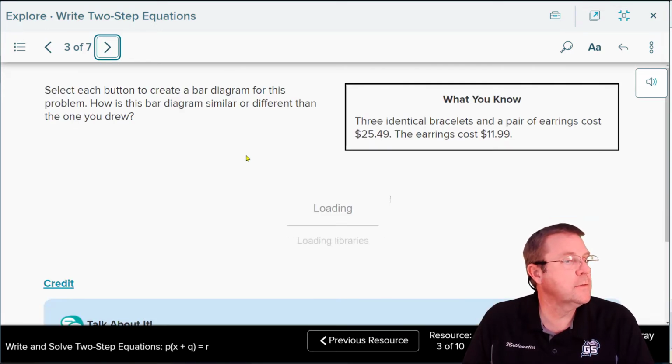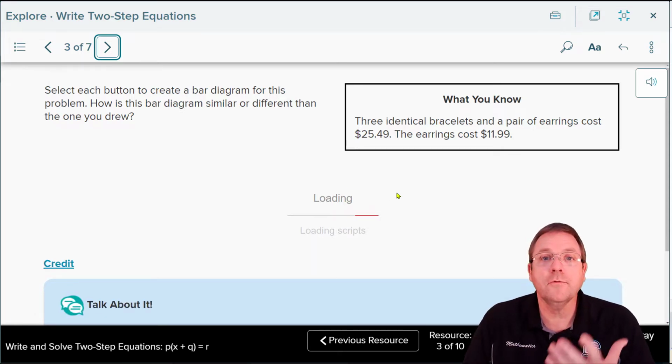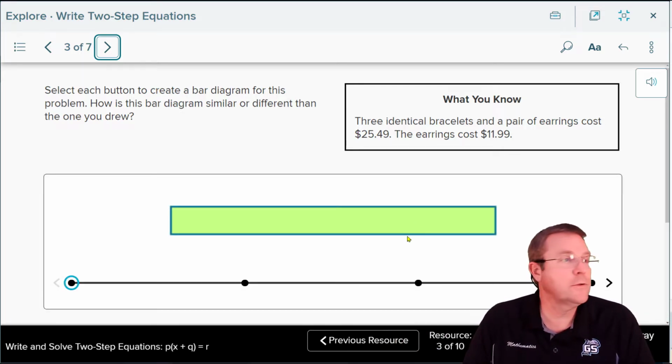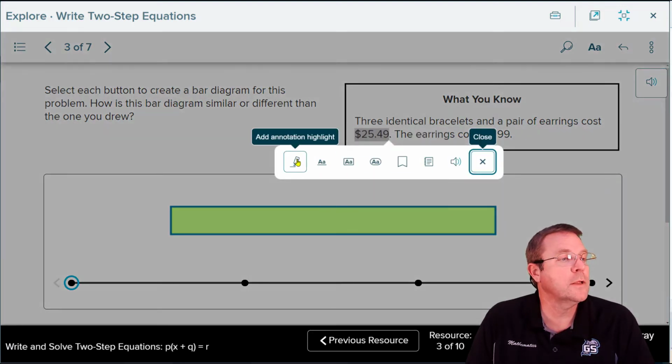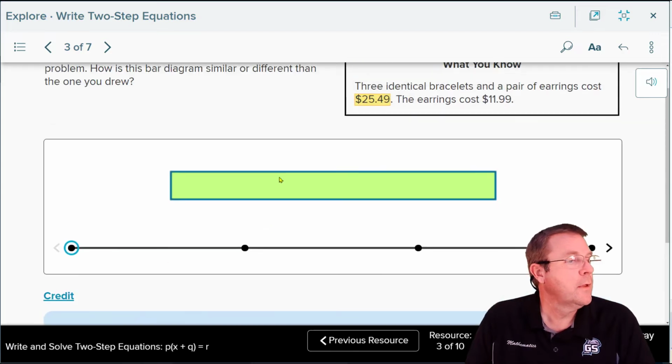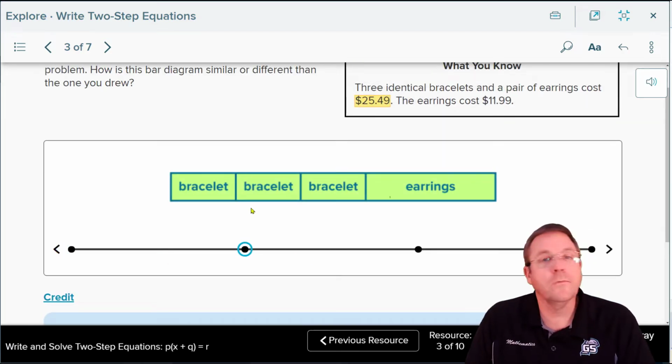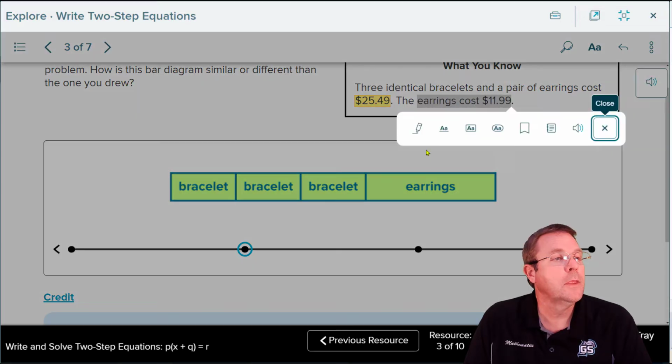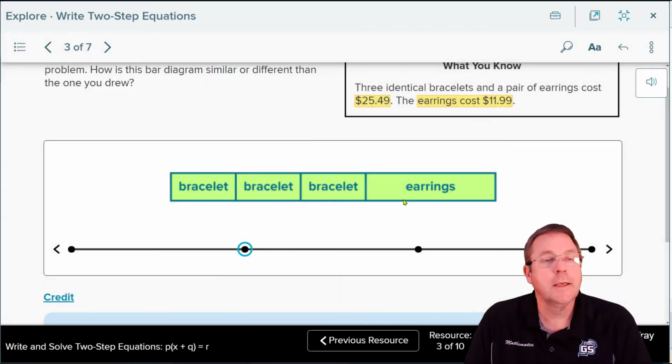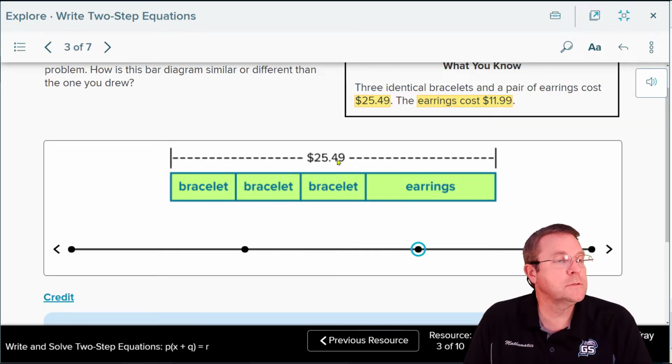So let's get into this. First off, of course, you're going to need to draw a whole bar to represent your entire amount. Your entire amount was going to be that $25.49 that we see right there. From there, we're going to represent the different pieces. You've got 3 bracelets and 1 set of earrings, and of course the earrings cost, right here, that's another important piece of information, $11.99.